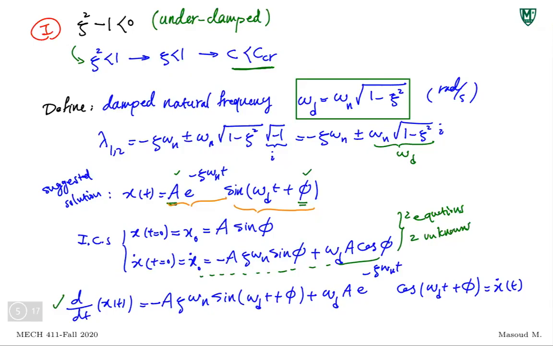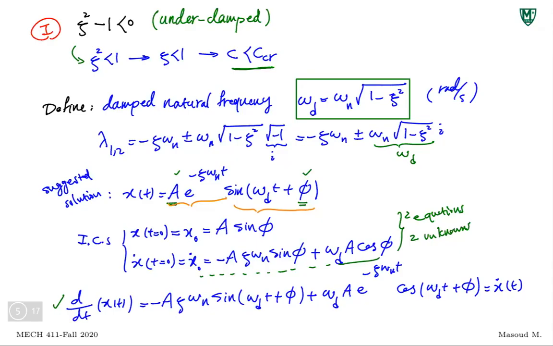So I got two equations. One is x dot naught equal to that equation, and the other one is x naught is equal to A sine phi. Mathematically speaking, I have two equations and two unknowns, so I should be able to find these two unknowns, which are A and phi: the amplitude, if you remember, and phi is the phase. As long as we know the system characteristics, including mass, stiffness, and damping values, we can find those. A and phi depend on initial conditions.